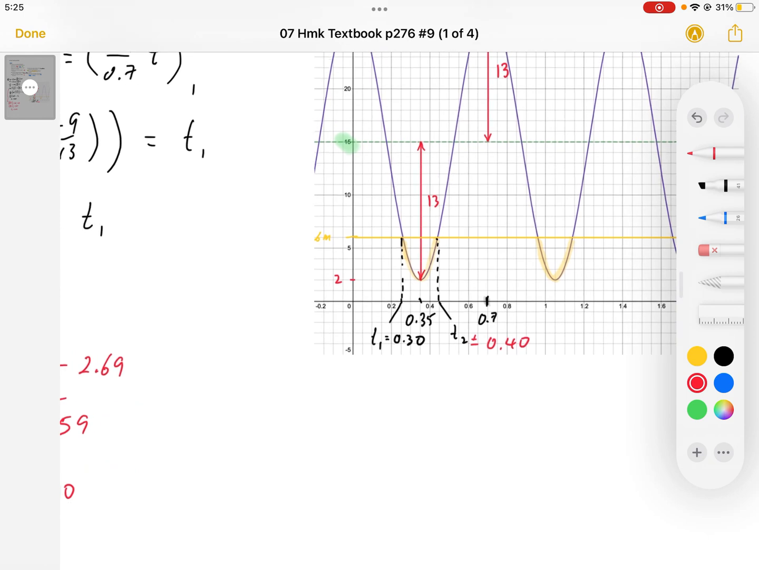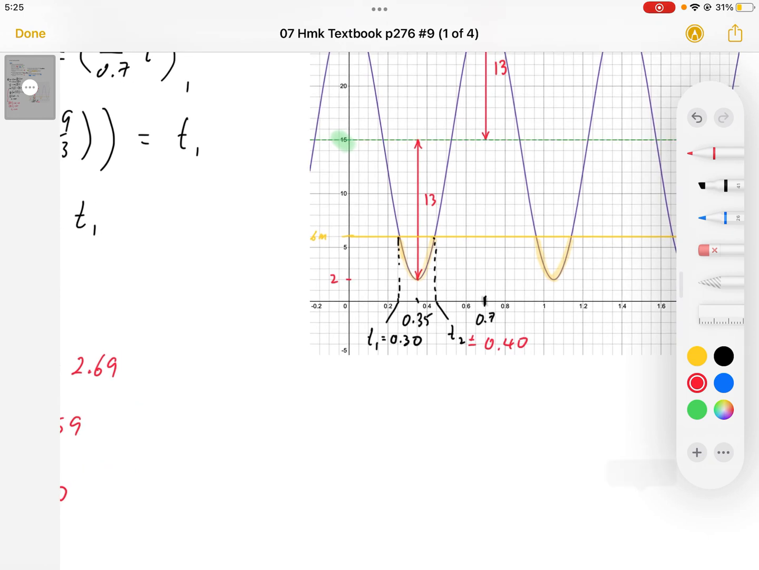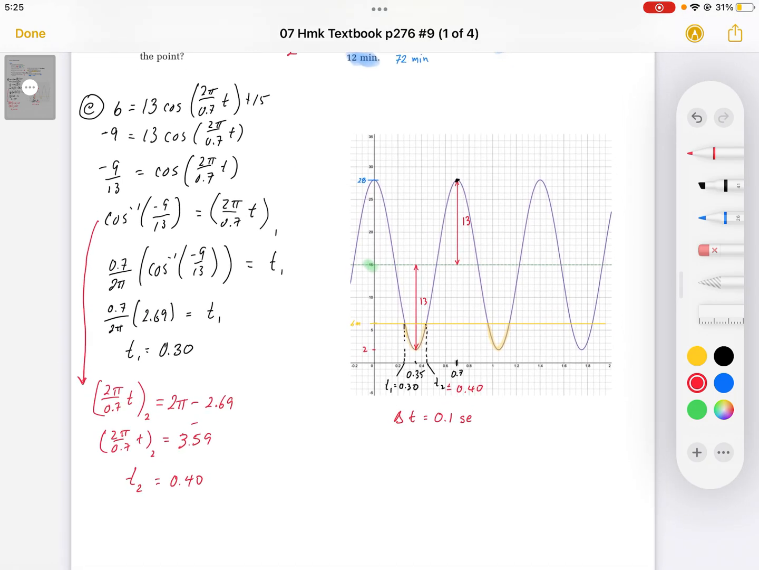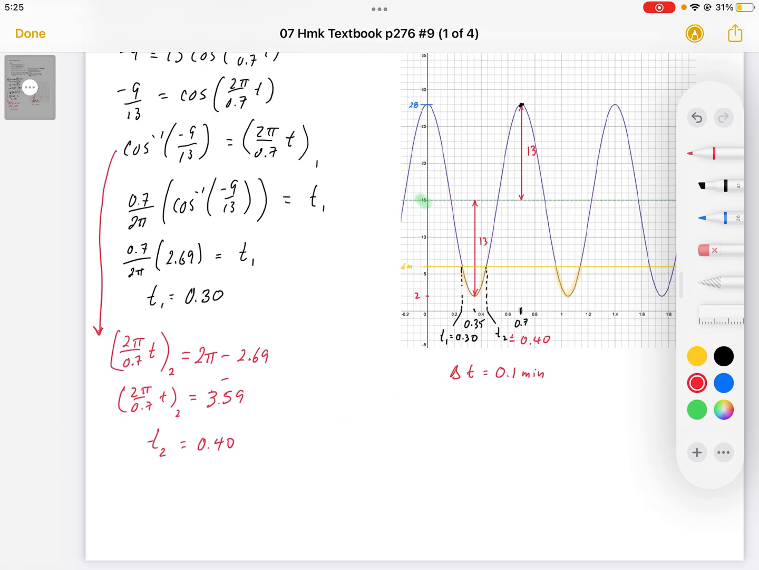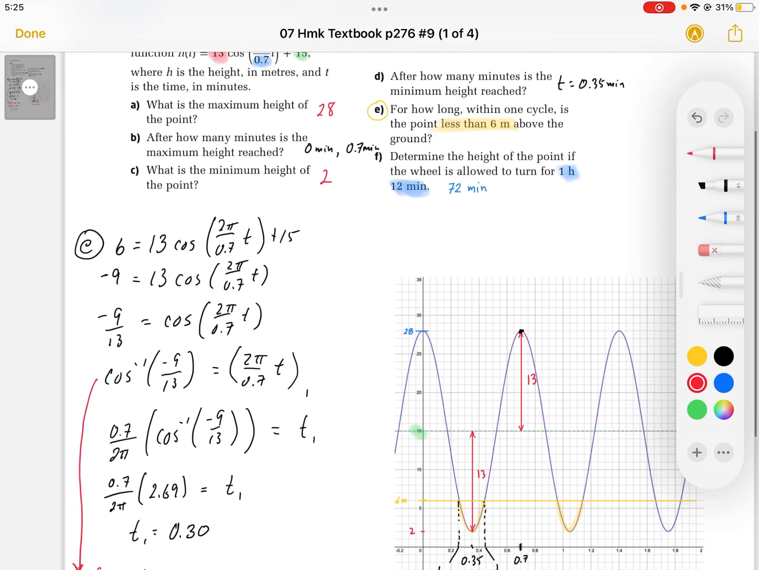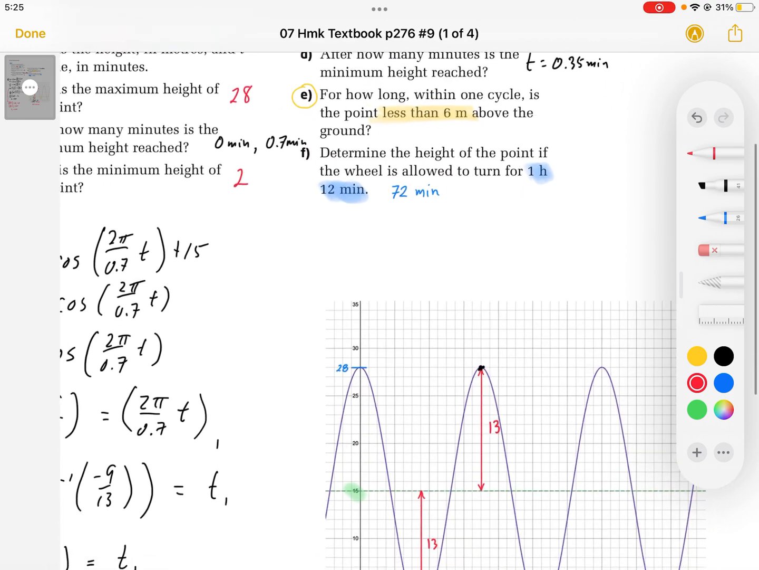So it is below 6 meters between those 2 points. The change in time where we find those below 6 meters is going to be 0.1. Is it seconds or minutes? I forget. It's minutes. Okay, so that's the answer to part E of this problem.